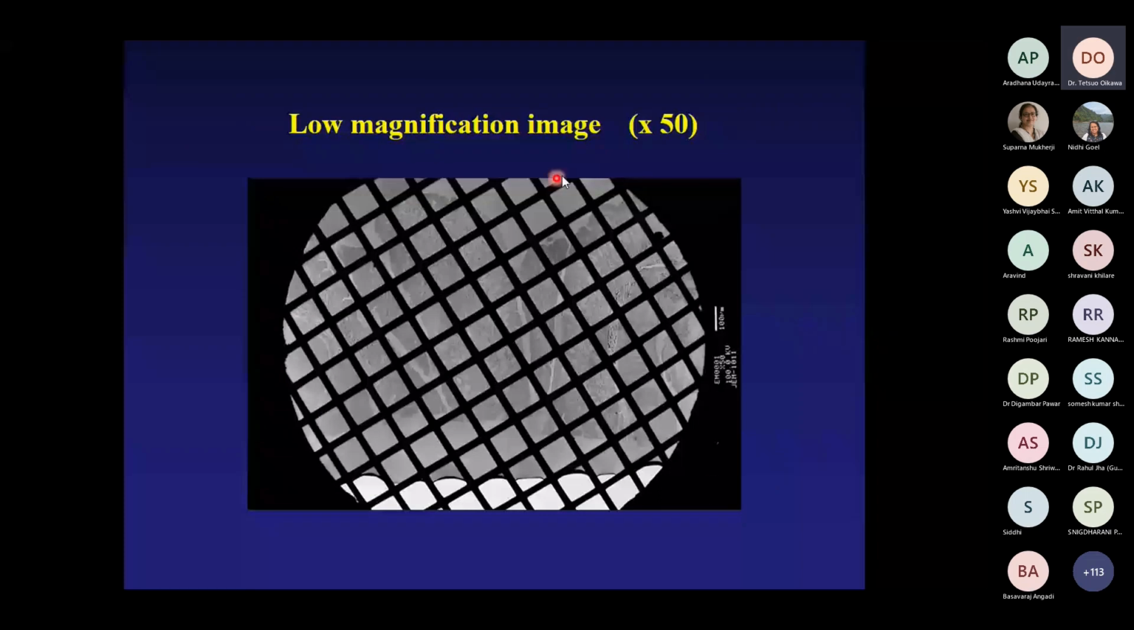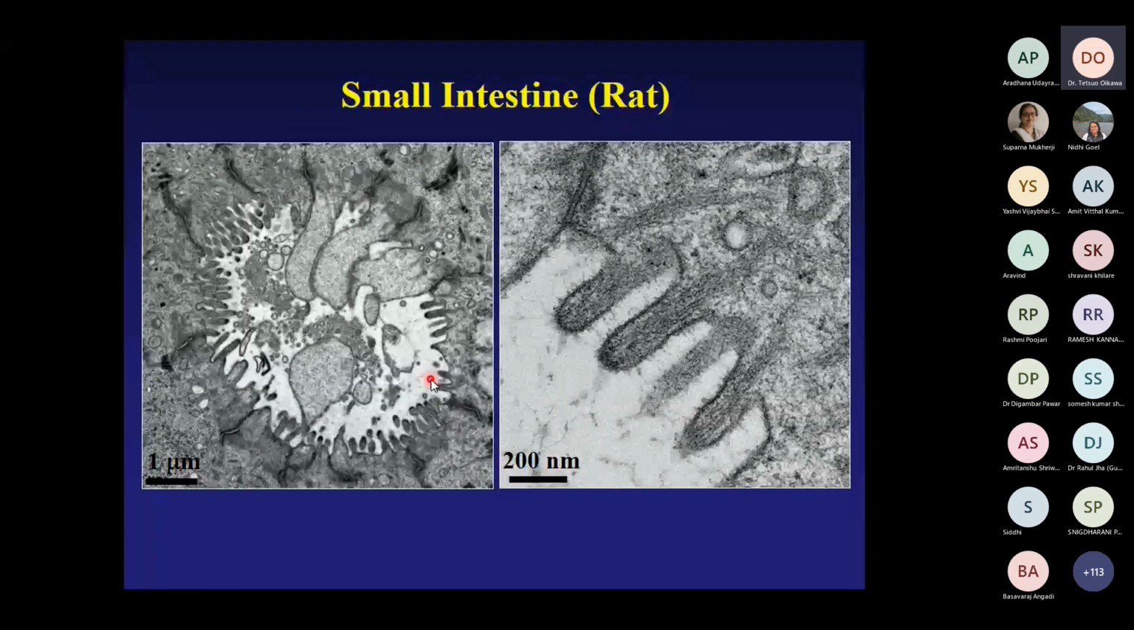We can observe the whole field of view of the grid. The effective area of the grid, 2 millimeters, a metal grid, can be observed, and also a sectioned sample, a biological example, is clearly observed. Okay? And also magnified about 10,000 times is a sectioned rat biological example.